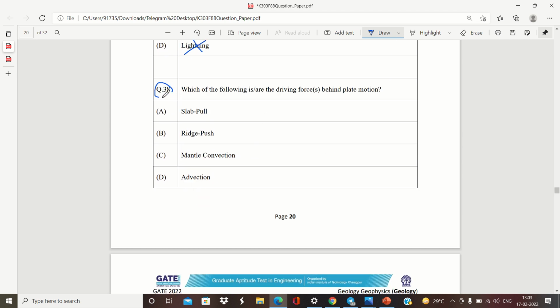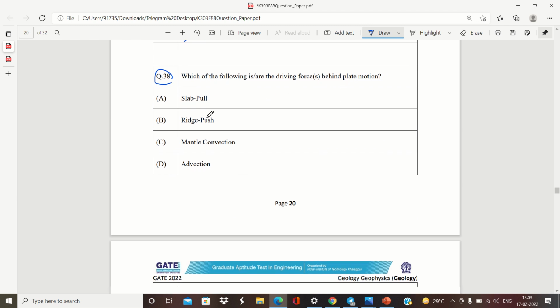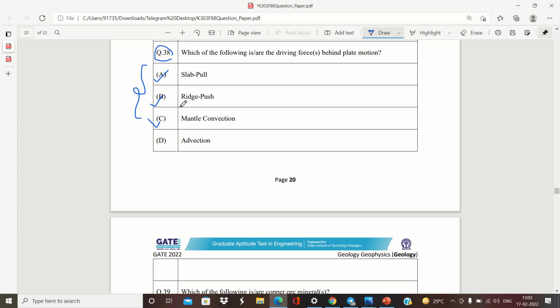Then question number 38. Which one of the following is or are the driving force behind plate motion? This is also a multiple select type question. Here slab pull, ridge push and mantle convection, all of these three are related to plate motion. In the ridge areas, it pushes plates away from each other like this. And in the slab pull areas, it is about the subduction zone that pulls the plate towards the subducting area, and the mantle convection, we all know the convectional current.